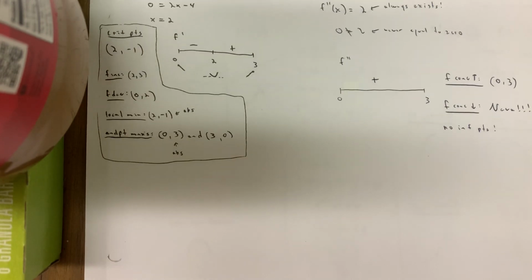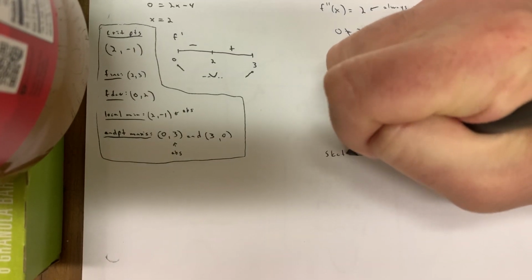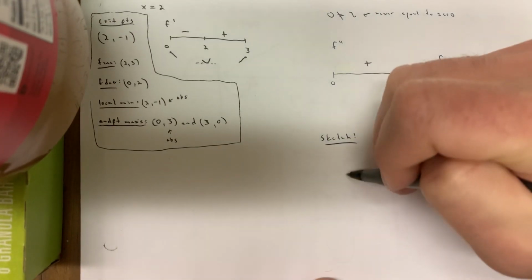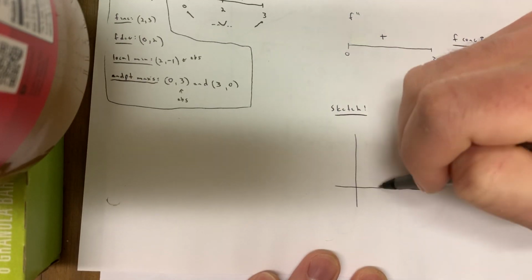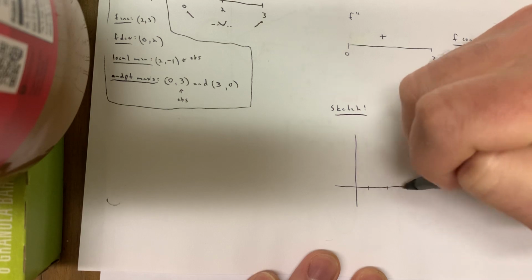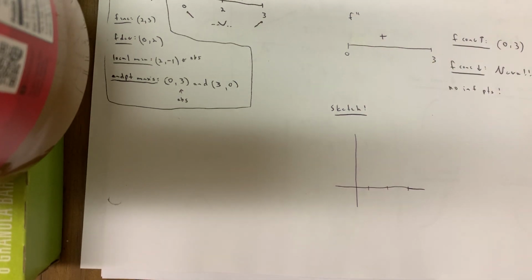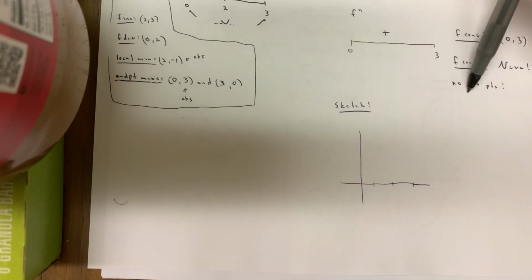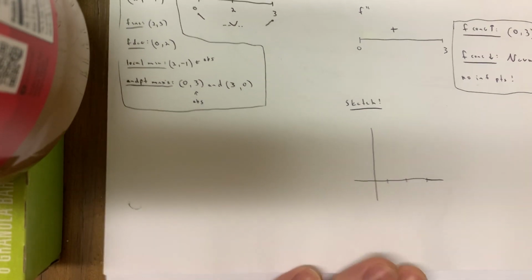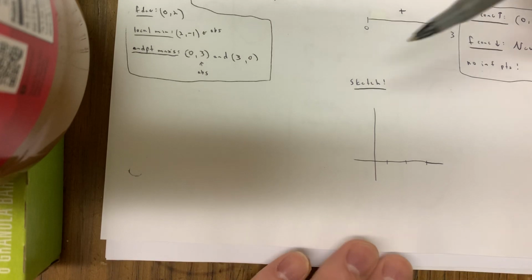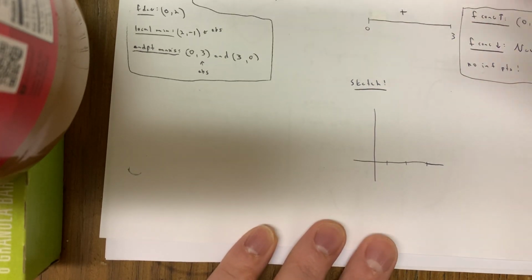If you want to get your sketch going on here, sketch! We know it's going to go from 0 to 3. Horrible warble right there, but whatever. 1, 2, 3. And let's plot some points. We don't have inflection points this time, but we do have critical points, and we have endpoints as well. There's an endpoint at 0, 3.